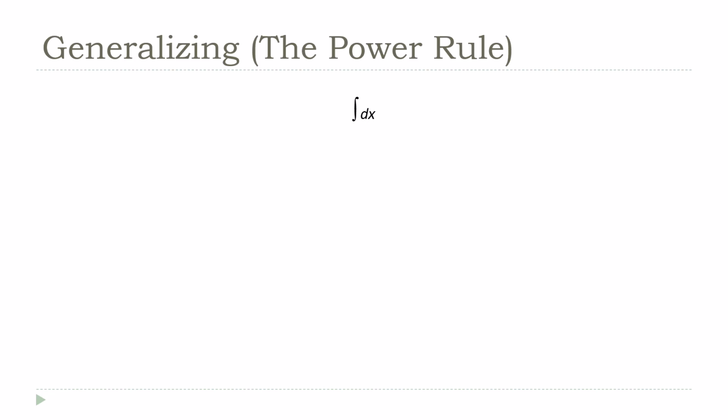Okay, so first let's start with the integral of dx. It looks like we're not integrating anything, right? But remember, there is actually a 1 in there. This is the integral of 1 dx, and if we think of 1 as x to the 0 power, now we can apply our power rule. I'm going to increase the exponent by 1, divide by that new exponent, and do a little simplifying. This is just x plus a constant. So that's what the integral of dx comes out to.